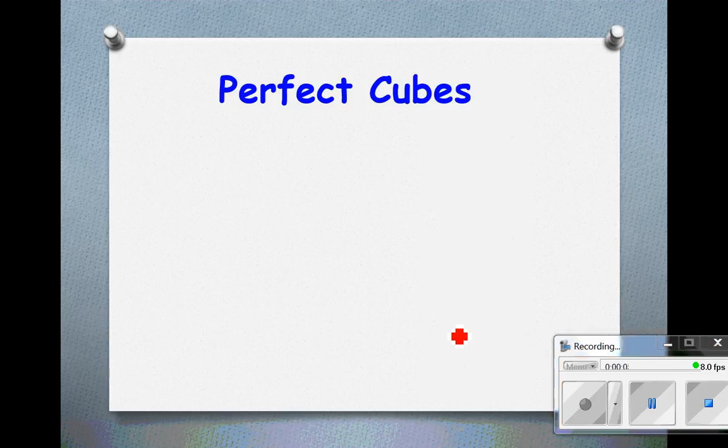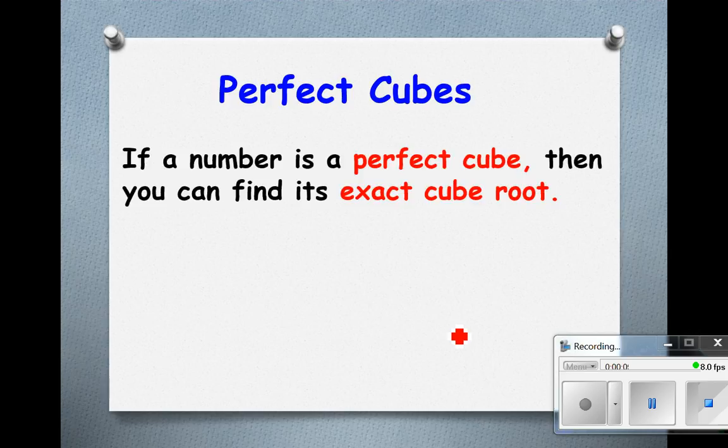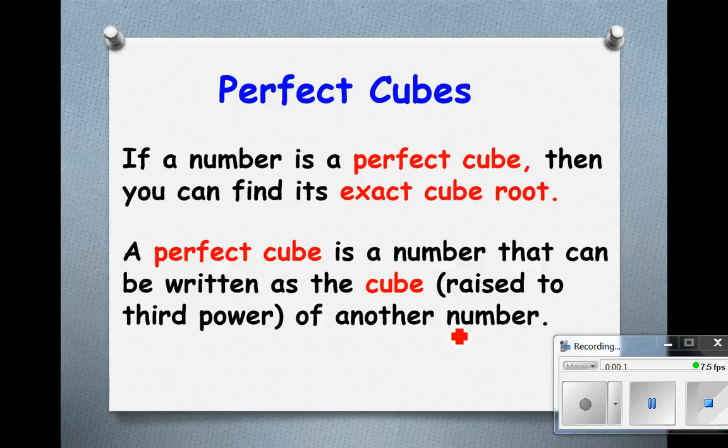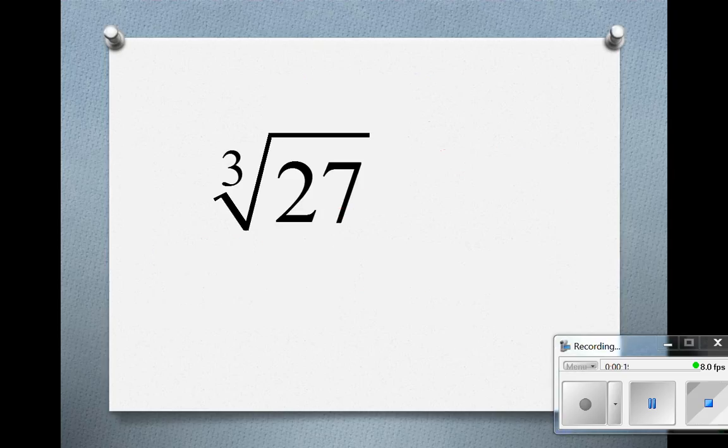Perfect cubes. A number is a perfect cube if you can find its exact cube root. A perfect cube is a number that can be written as the cube, or raised to the third power, of another number.